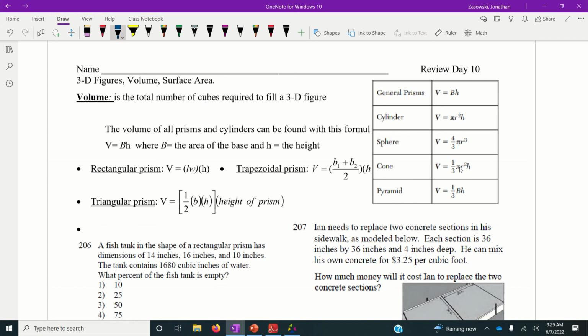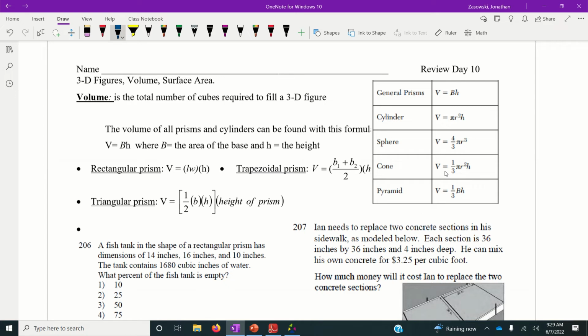Welcome to day 10. We're taking a look at volume and surface area today, along with three-dimensional figures. On the Regents exam, one of the very back pages that you'll have has a formula sheet. This is cut off from the formula sheet right here. These are the volume formulas that you will get on the test.